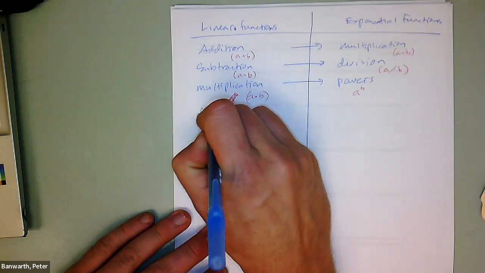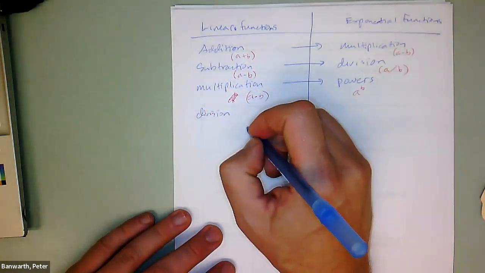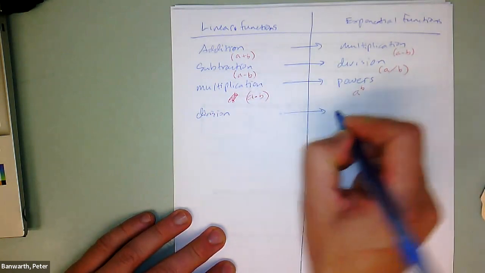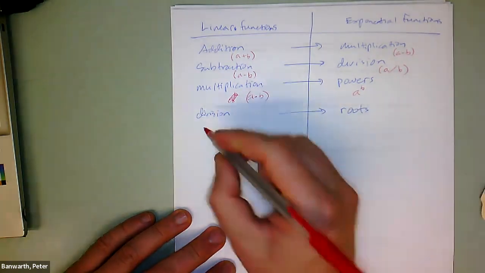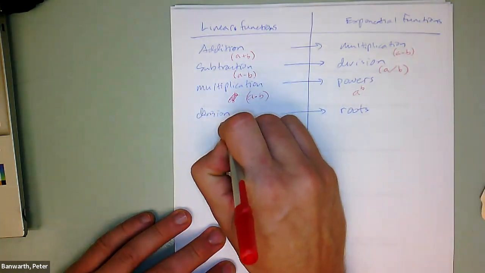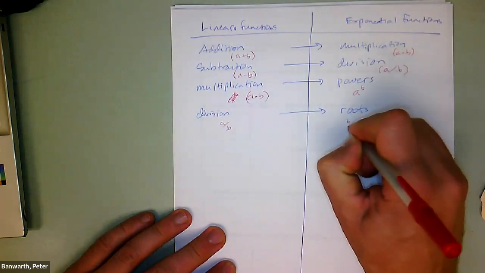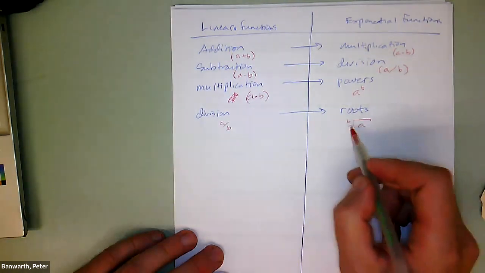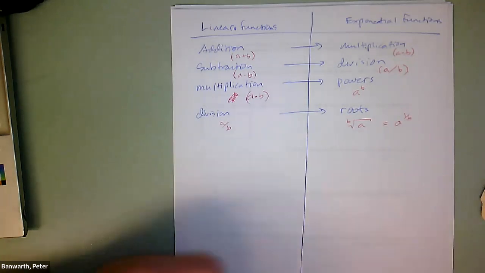We can have division in the linear world, and that is roots in the exponential world. So if we have a divided by b over here, then we have the bth root of a, which can be written as a to the 1 over b also.